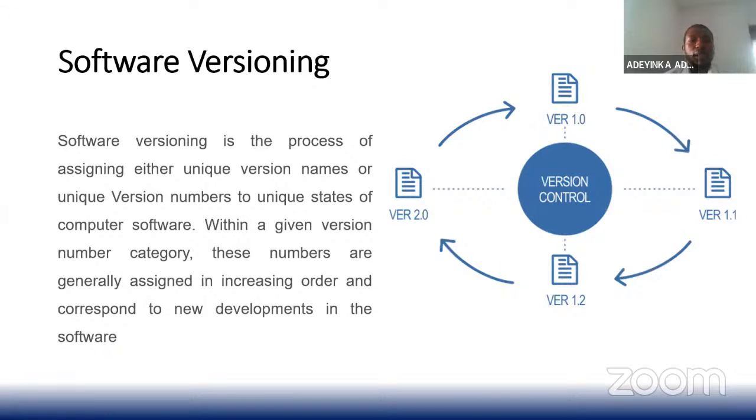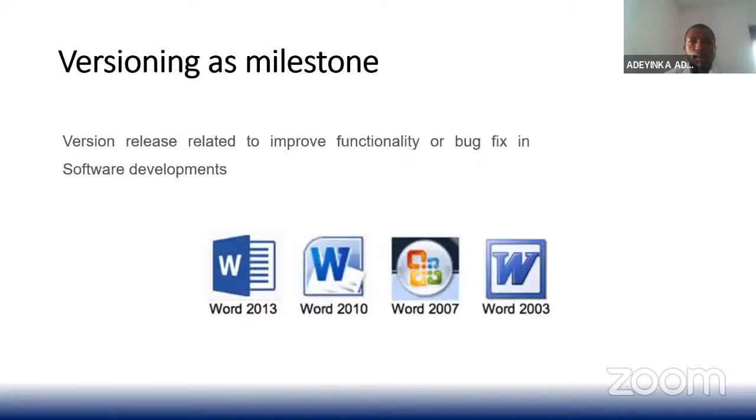Then that brings us to explaining what software versioning is in the development world. Then how is it being done and why is it done? So versioning can be done to indicate a milestone in development. This is when a version relates to improved functionality or a bug fix in software development.